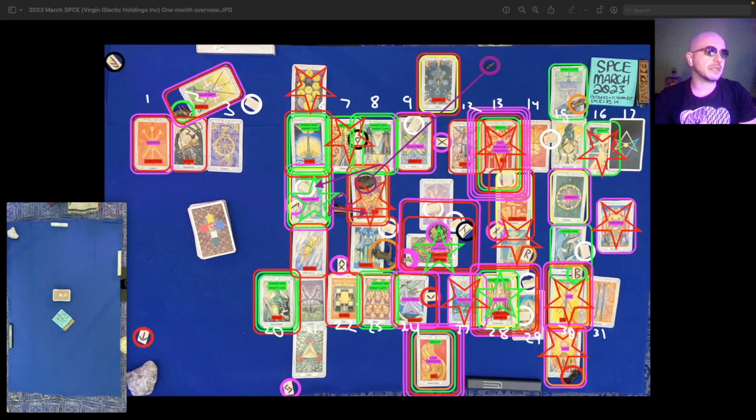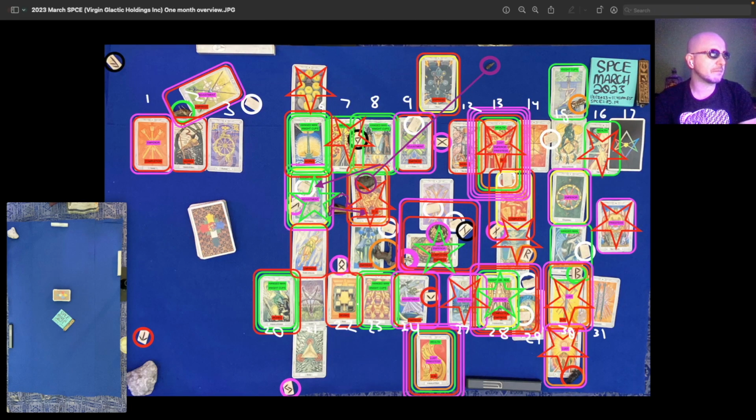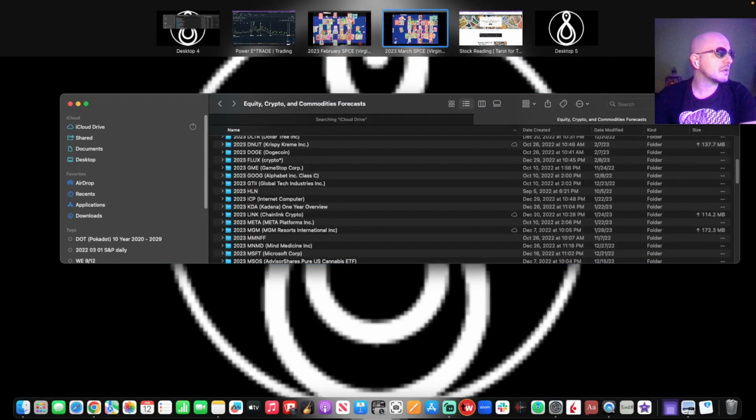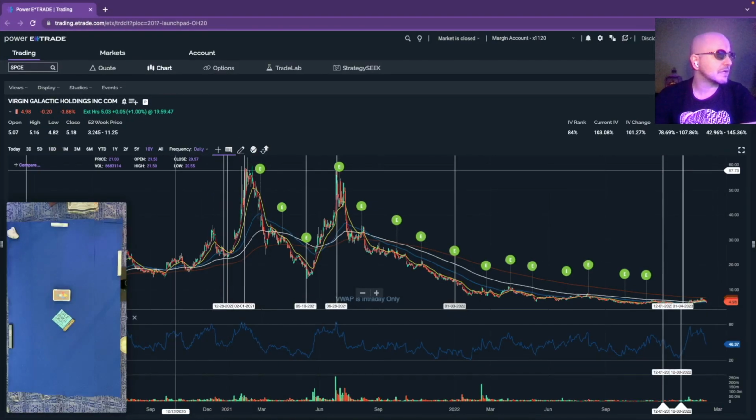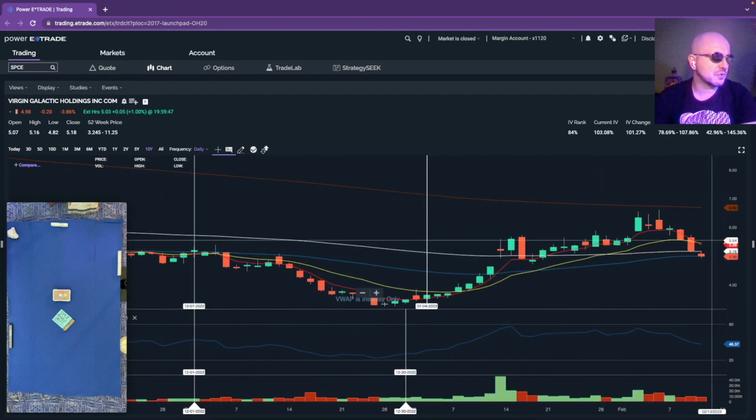This is the SPCE 1-month overview reading for the month of March 2023. It's currently February 12th, 2023, 12:08 a.m. Eastern Time. SPCE at the time of this reading, $4.98. We've had a little bit of a pullback just recently off of the 200-day, as expected.